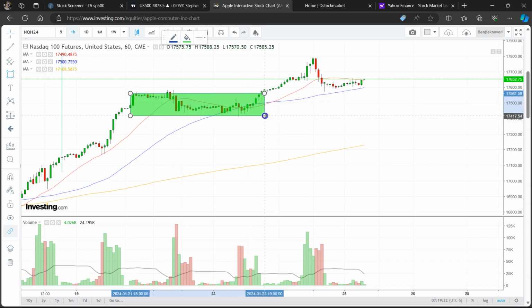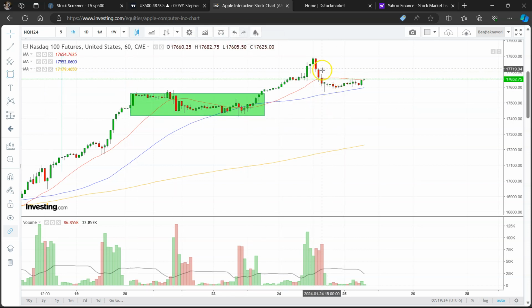It broke out of this consolidation area and corrected, finding support in this area. So as long as the Nasdaq 100 stays above this area, you should remain bullish. The trend is your friend.